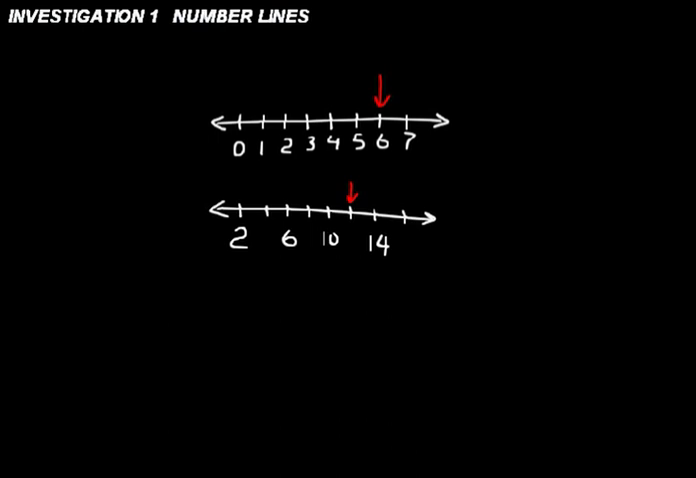Well, that number would be a 12, right? That's the number the arrow is pointing to, a 12, because those tick marks are spaced 2 apart: 2, 4, 6, 8, 10, 12, 14, 16.